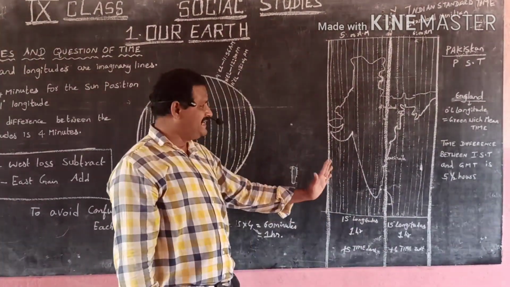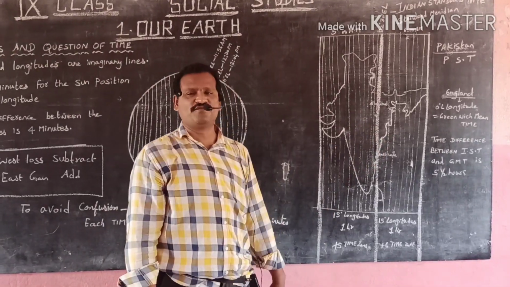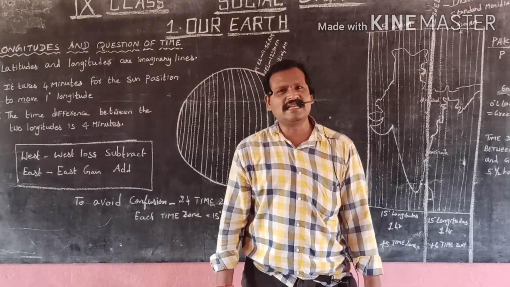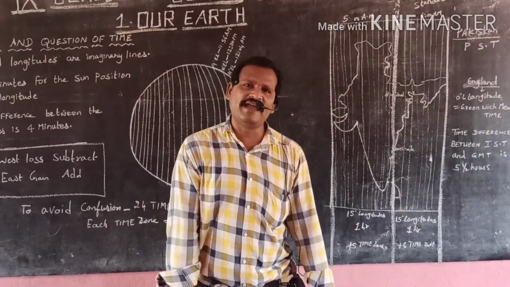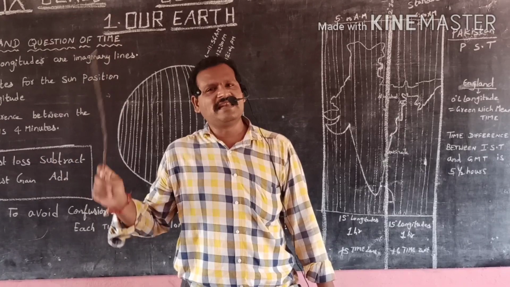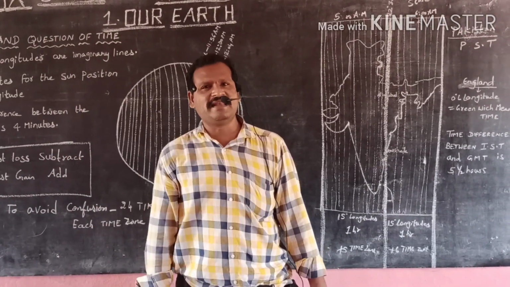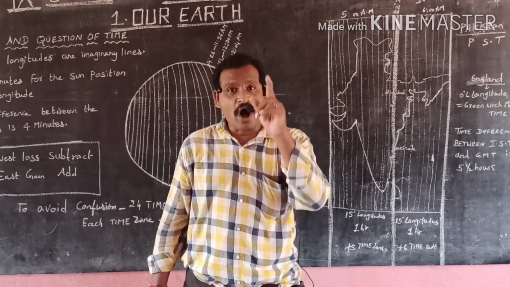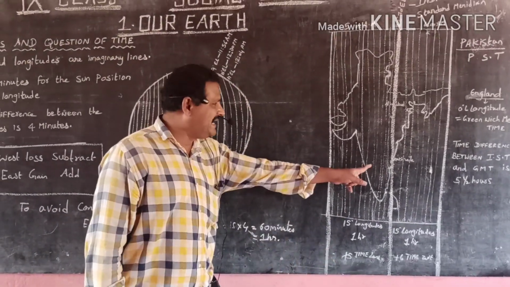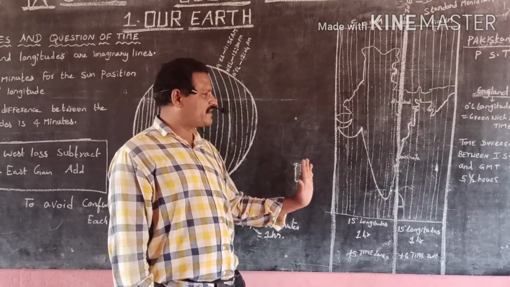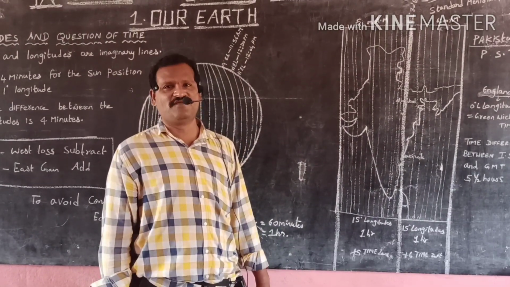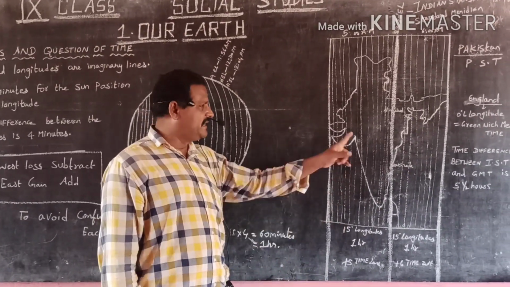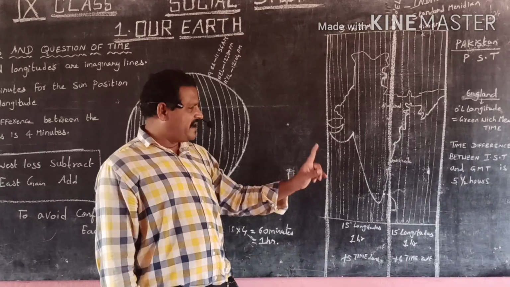Suppose they give the England time and ask you to find the India time, what should you do? India is located on this side, so we should follow the concept east gain add. The time difference between India and England is 5.5 hours. Suppose the time in England is 12 p.m. Then what would be the time in India? Since India is located on this side, we should add 5.5 hours. That is 5:30 p.m. in India.